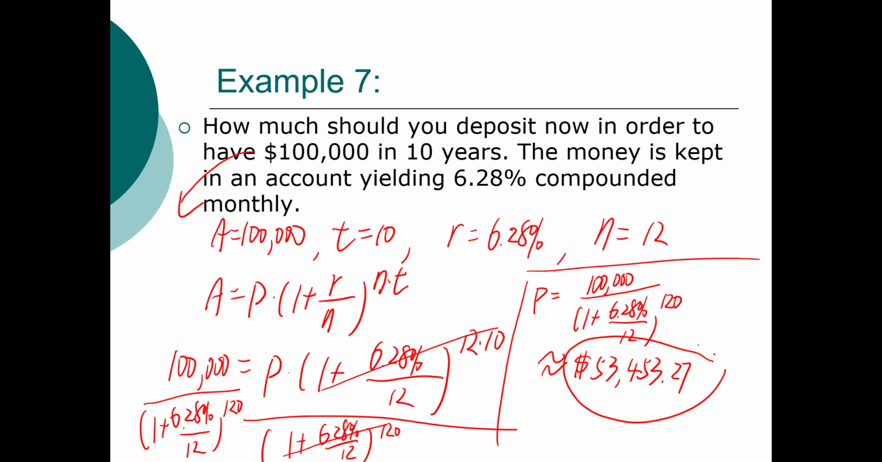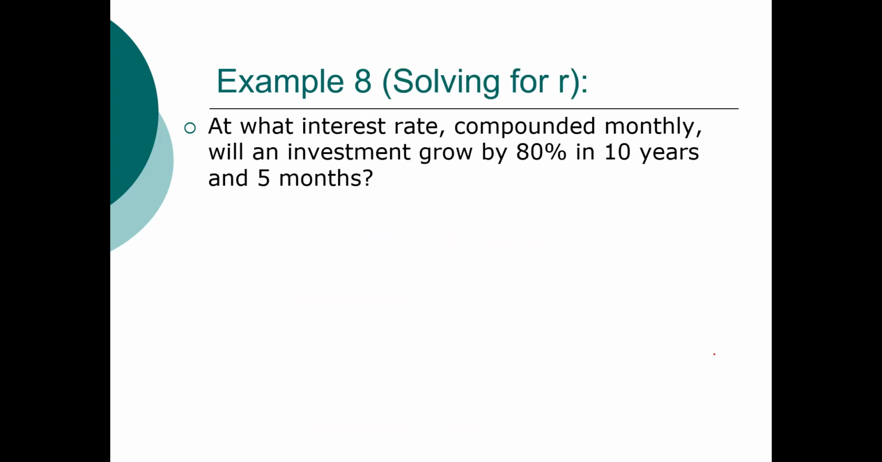Okay, and we're going to look at a more sophisticated case like this one. Here, this one is solving for: at what interest rate compounding monthly will an investment grow by 80% in 10 years and 5 months. So here we're solving for the interest rate r. There's also a tricky thing here: the principal is not given. We just know the relationship between the ending balance and the principal. So it's growing by 80%.